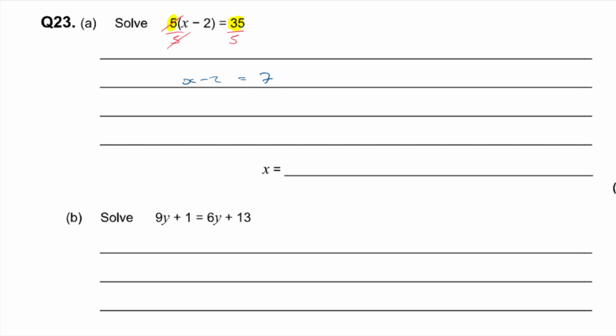And then if I've got x minus 2 is equal to 7, I just need to add 2 to both sides, cancelling there, giving me x on the left and 9 on the right. x is 9.